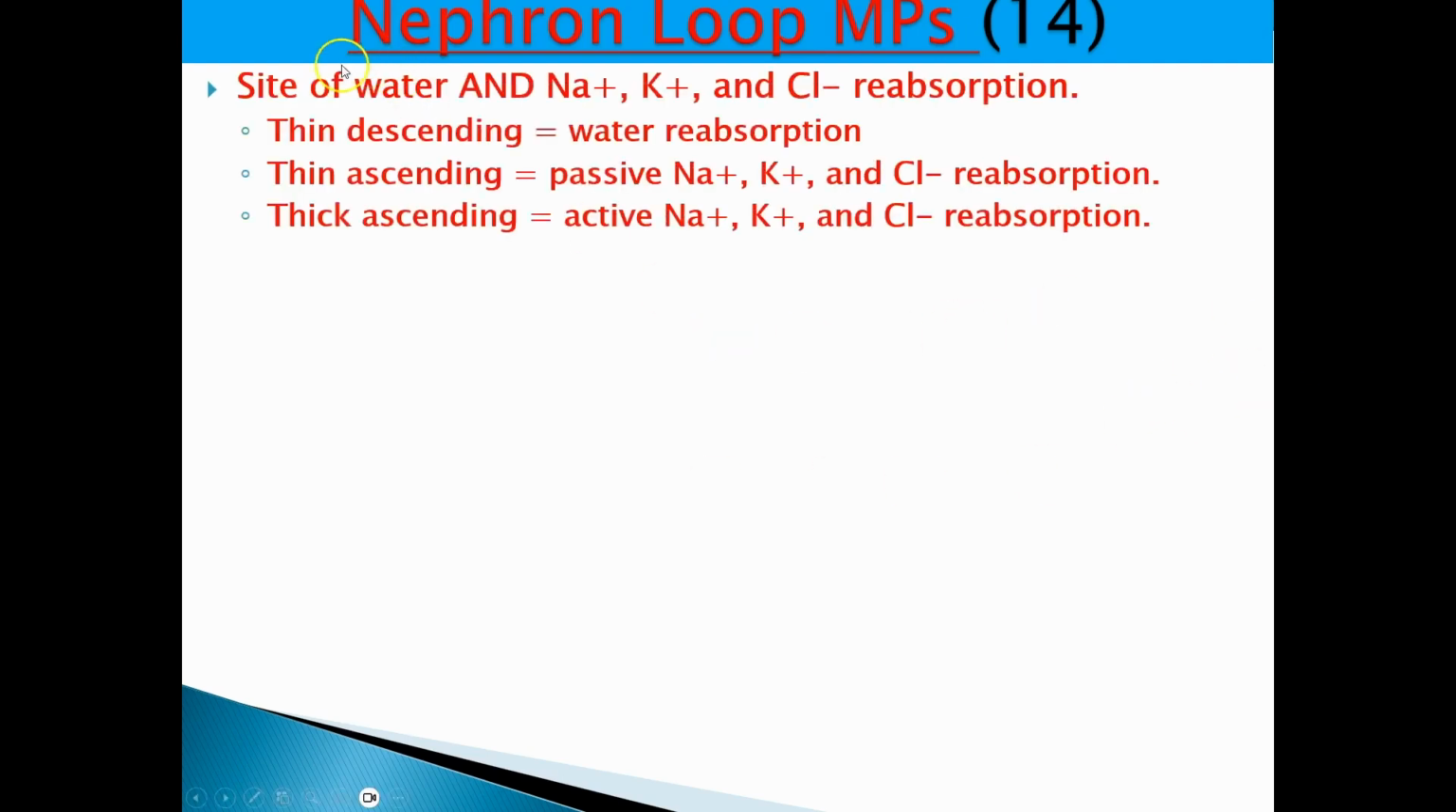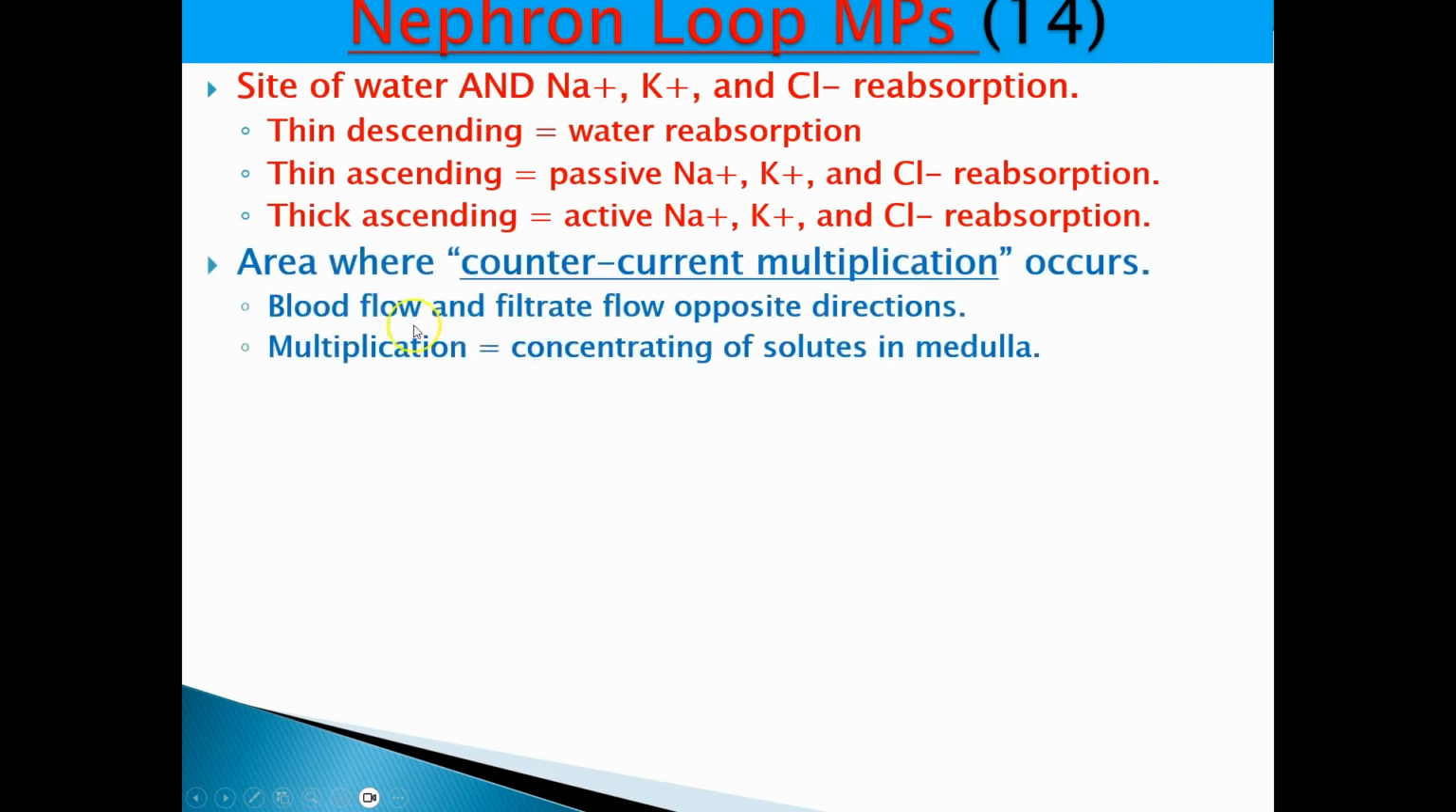All right, so main points here: site of water and sodium potassium chloride reabsorption. The thin descending limb is where water reabsorption occurs. The thin ascending limb is passive sodium potassium and chloride reabsorption. The thick ascending limb is active sodium potassium and chloride reabsorption. And we're going to call this all active because we need to use energy to move sodium, and therefore chloride and potassium will not move without the active movement of sodium. So we're just going to call it all active transport.